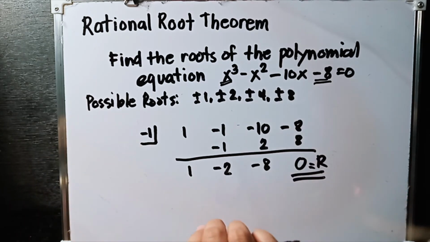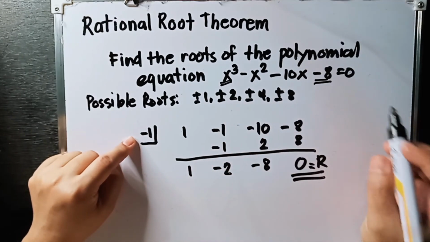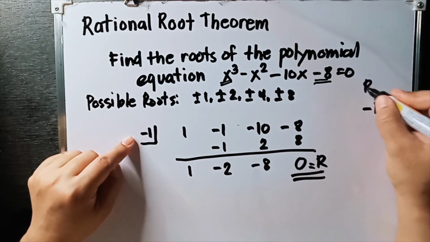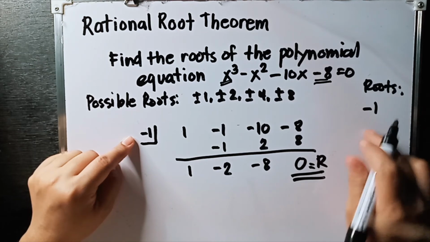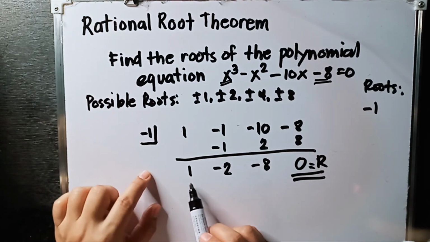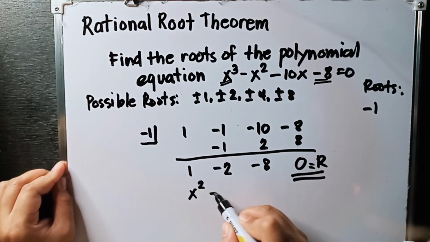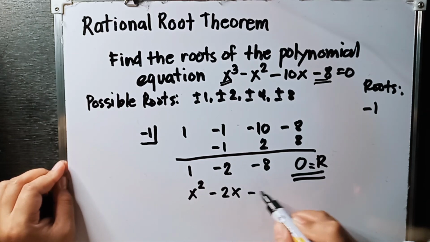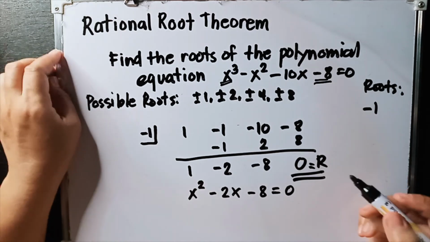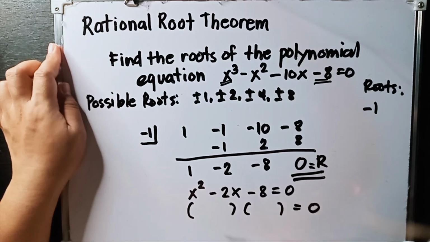So, since the remainder is 0, it means that negative 1 is one of the roots of this polynomial equation. Okay, so negative 1 is a root. Let's list down. Since we now have a quadratic for the depressed equation, if we translate this, we have x squared minus 2x minus 8 equals 0. Remember the factoring that we reviewed. So, we just need to factor. Let's see if it is factorable.